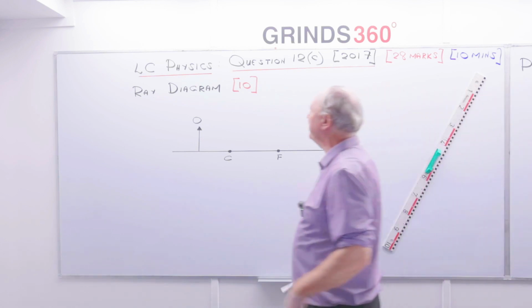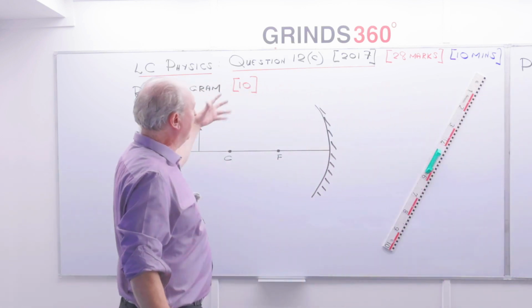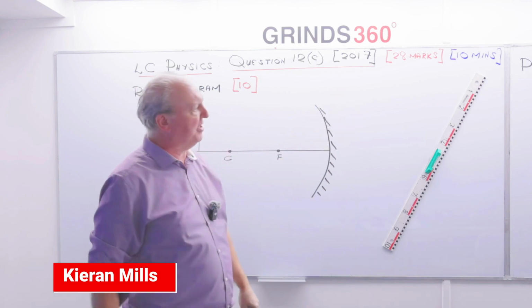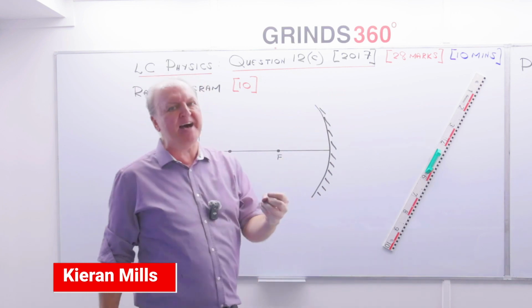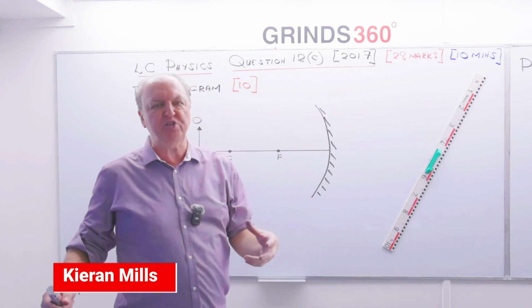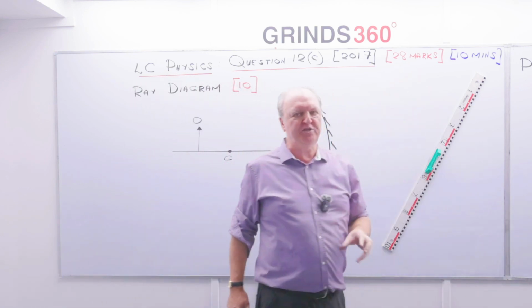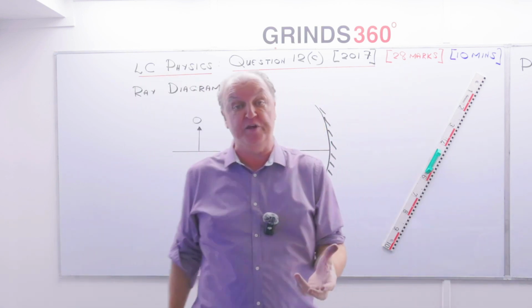Let's have a look at this Leaving Cert question. Question 12, Part C, from the Leaving Cert of 2017. It's one of these half questions. Full questions are 56 marks. Half questions are 28 marks. It should take you 10 minutes max to do this question.